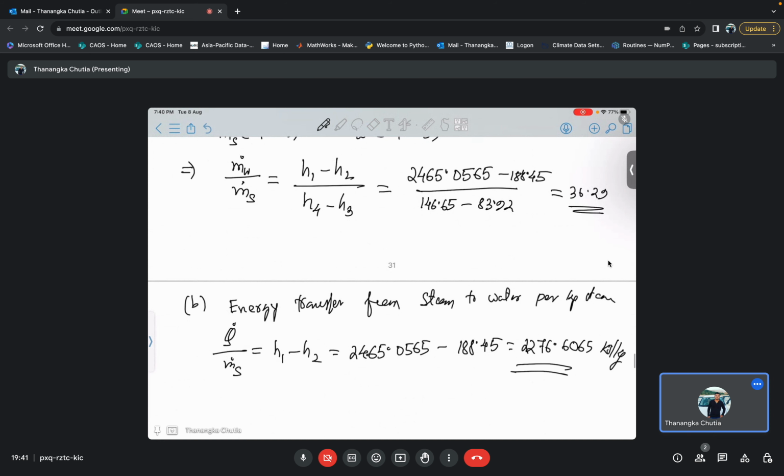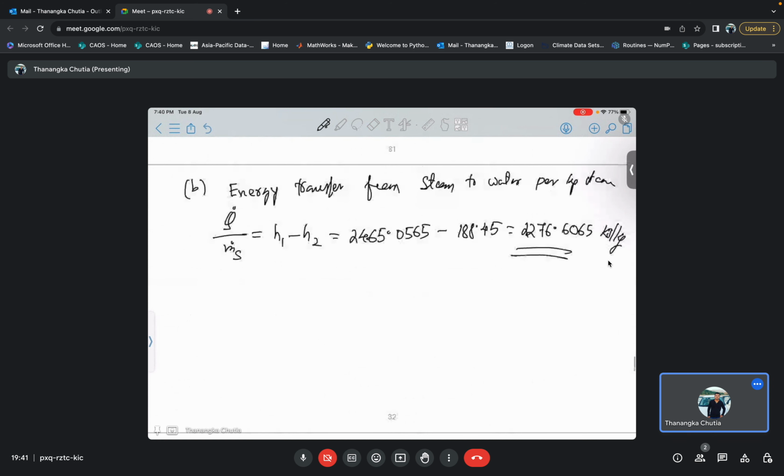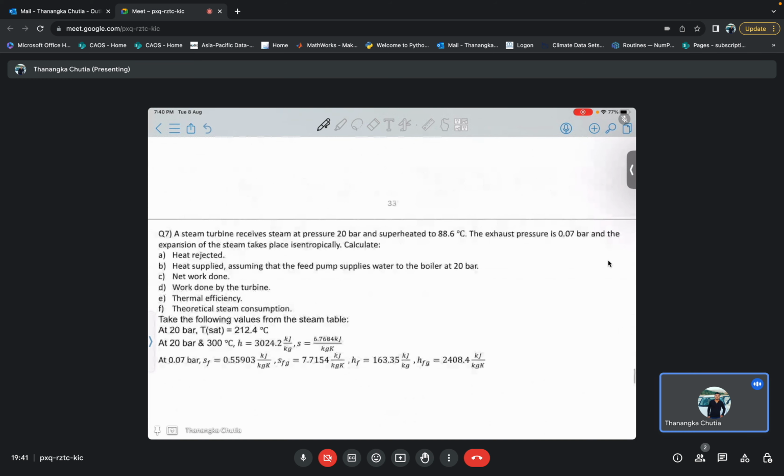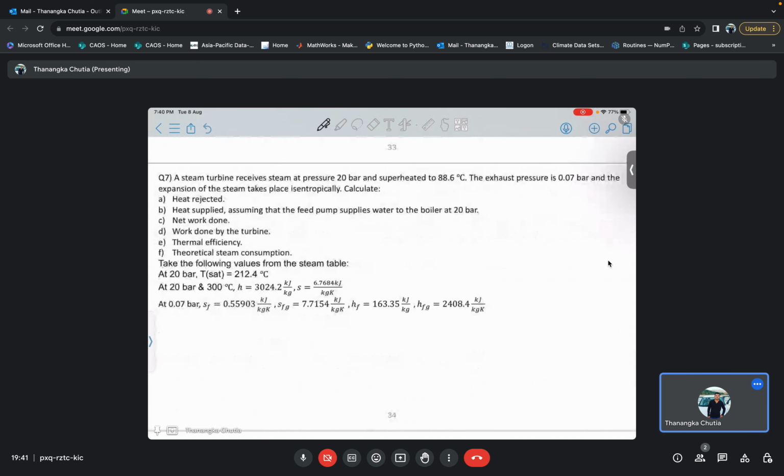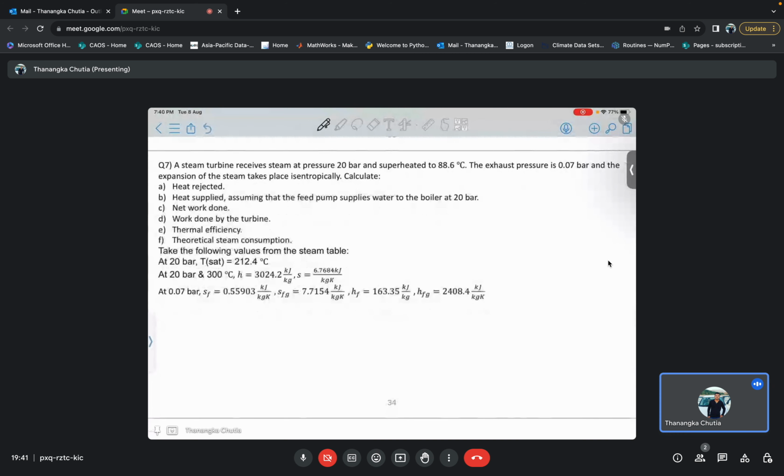Okay, fine. So let us come to the last question of today's tutorial session. A steam turbine receives steam at a pressure of 20 bar and superheated to 88 degrees Celsius. The exhaust pressure is 0.07 bar and the expansion of the steam takes place isentropically. You have to calculate the heat rejected, heat supplied, net work done by turbine, thermal efficiency, theoretical steam consumption, all these things. Okay, so let us draw the TS diagram.